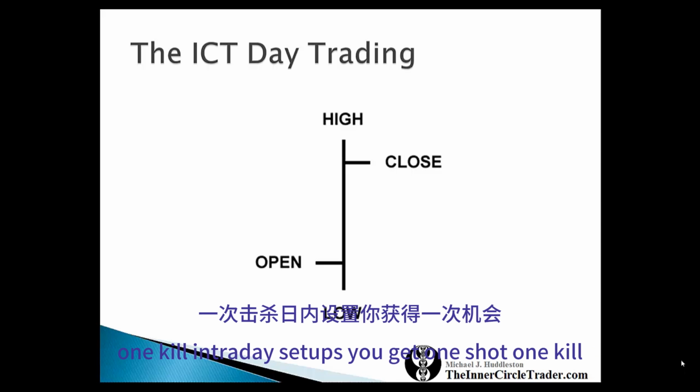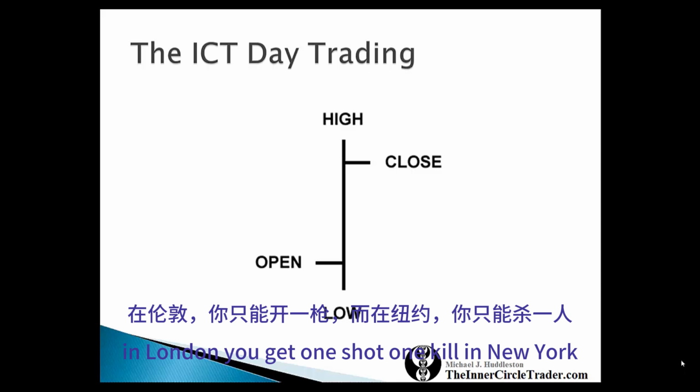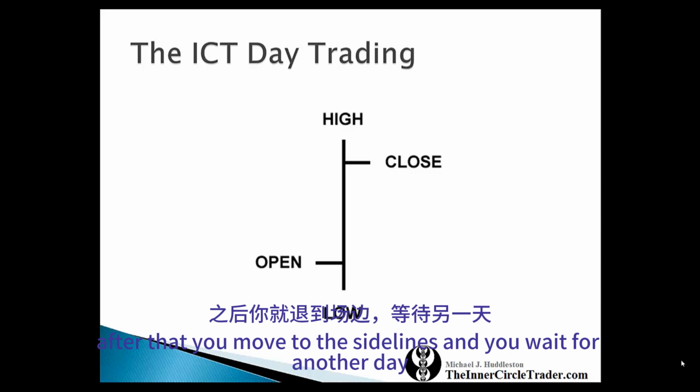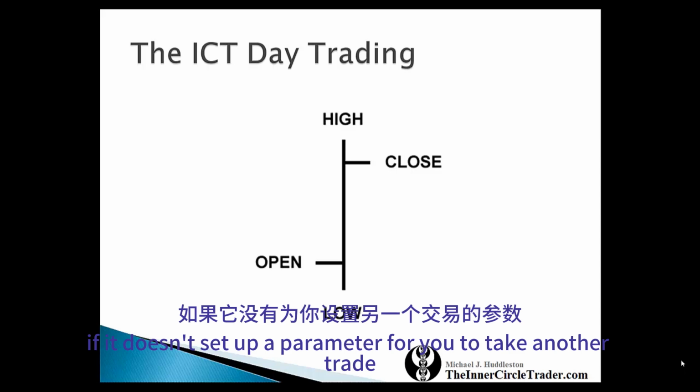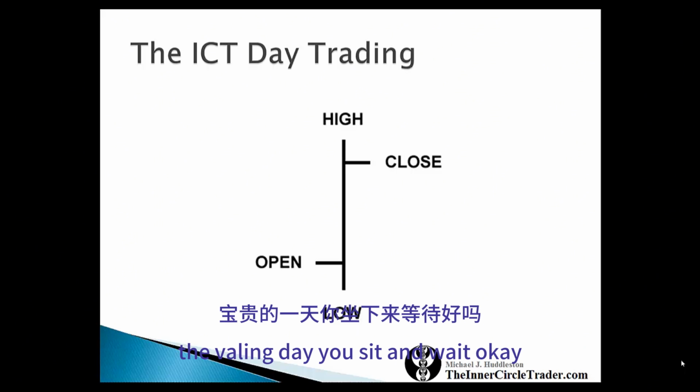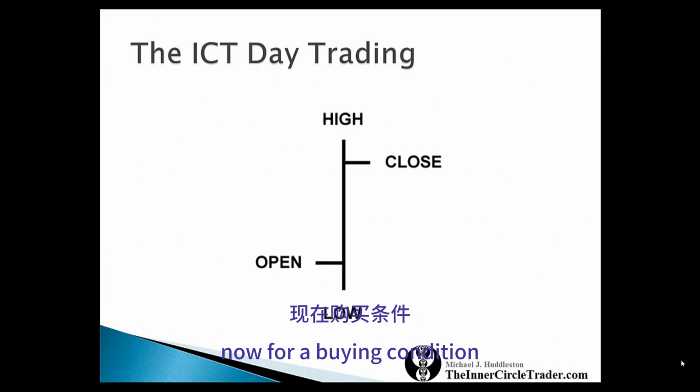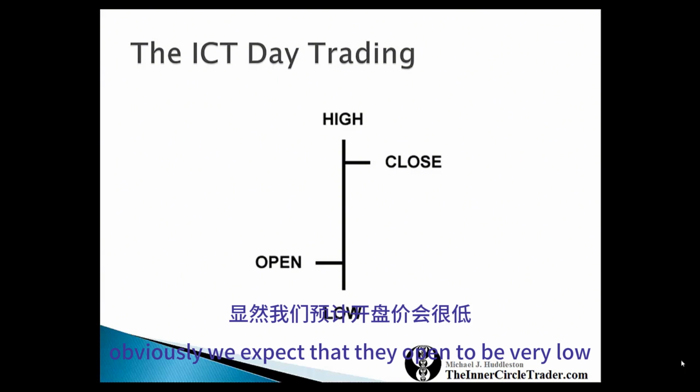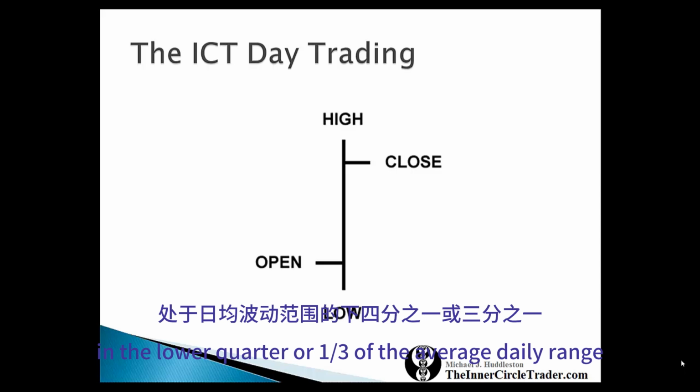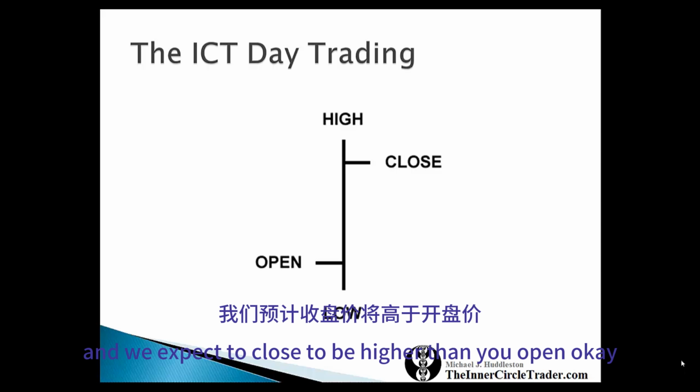one kill intraday setups. You get one shot, one kill in London. You get one shot, one kill in New York. After that, you move to the sidelines and you wait for another day. If it doesn't set up a parameter for you to take another trade the following day, you sit and wait. Okay. Now, for a buying condition, obviously we expect the open to be very low in the lower quarter or 1/3 of the average daily range, and we expect the close to be higher than the open.